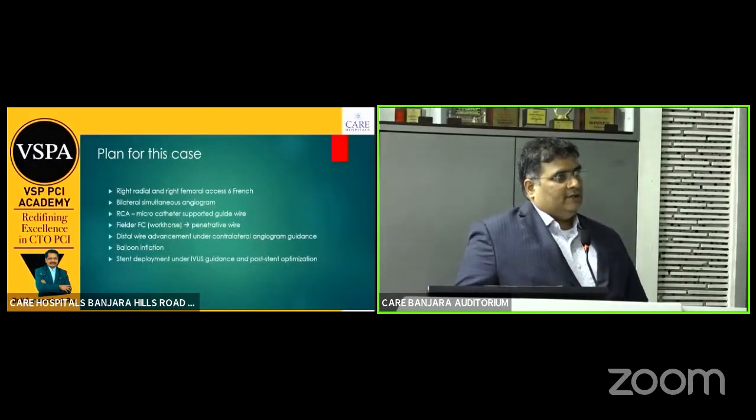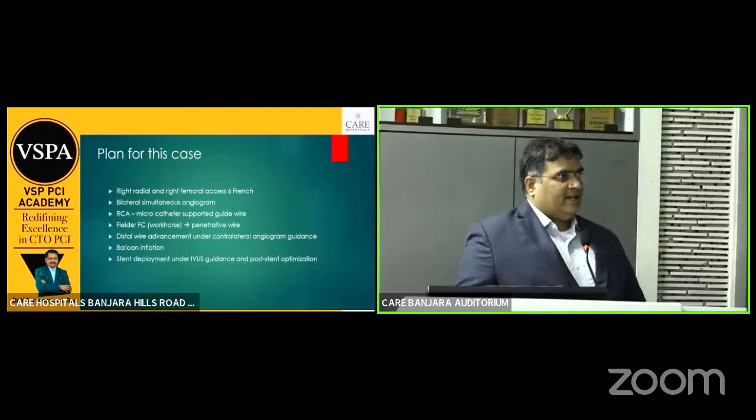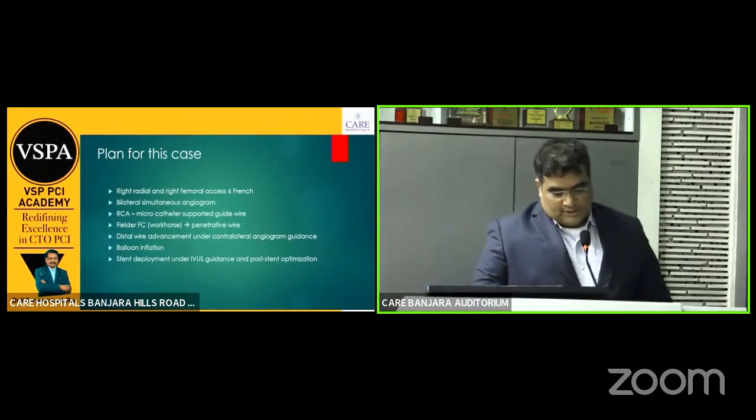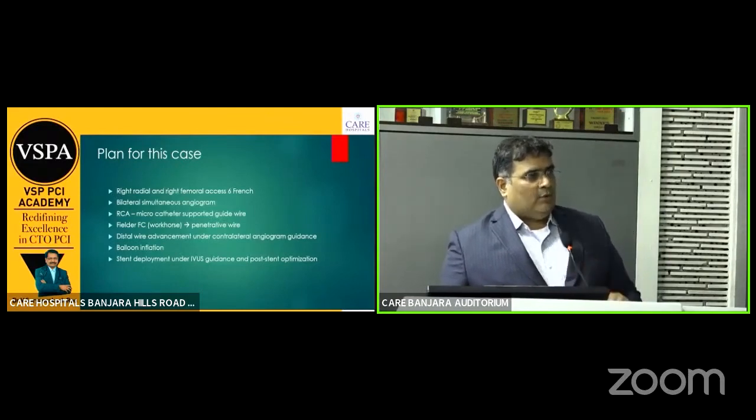So the planning for this case was right radial and femoral access. Both were 6 French, and we do a dual coronary angiography. In the right coronary artery, we use a microcatheter supported coronary guide wire. My usual choice of a workhorse guide wire in my cath lab for the past more than a decade has been the Fielder FC wire, because the tip load is about 0.8 grams. It is a hydrophilic, penetrative wire, and it is a non-tapered wire. So I get a reasonable control on the wire.